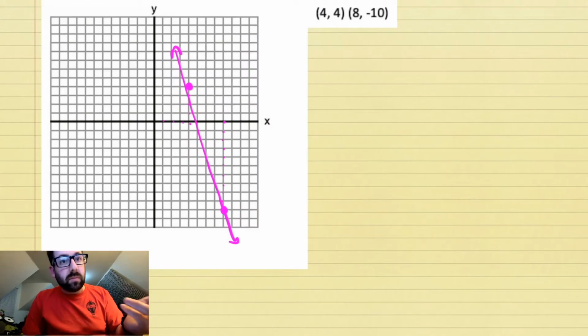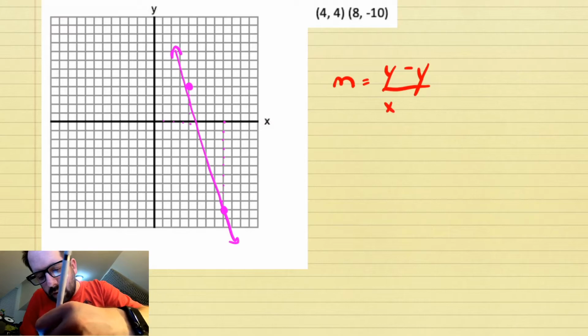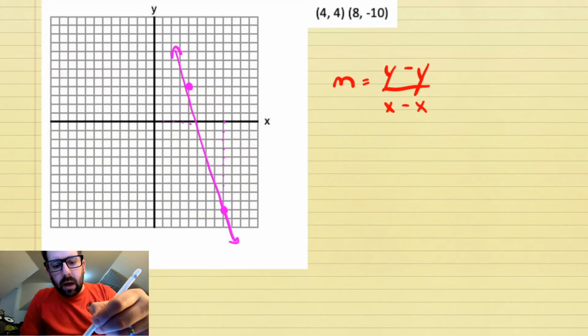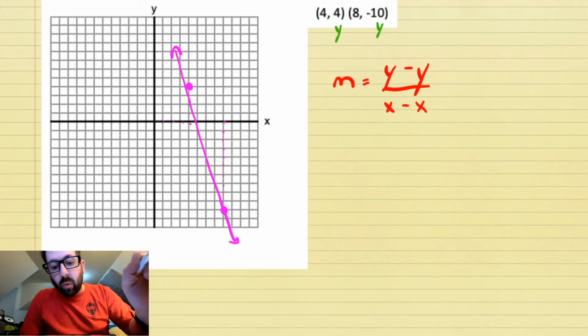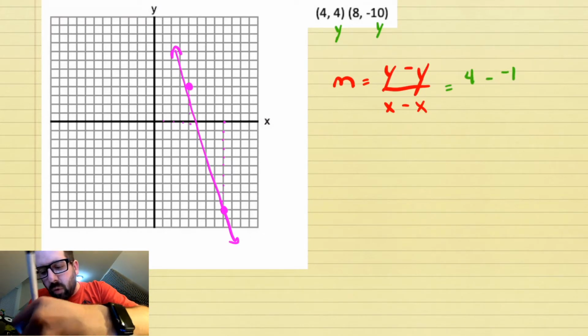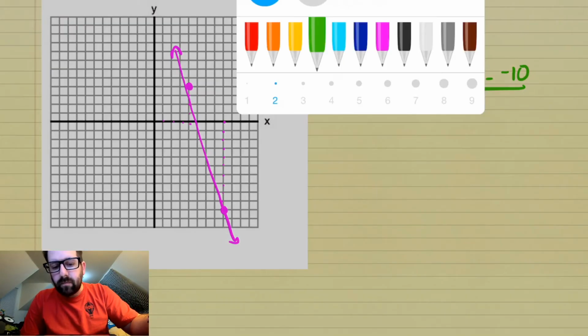But let's go to my formula here. So we have y minus y over x minus x. Okay, so that's the generic look. Plugging in my numbers here, my y's are the 4 and the -10. So doing those numbers, I have a 4 minus a -10. So the double negative signs will cancel there, just like the last problem.